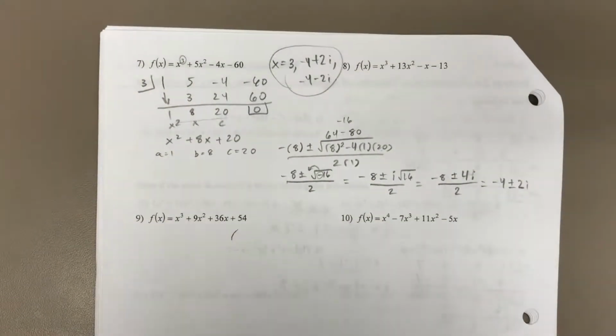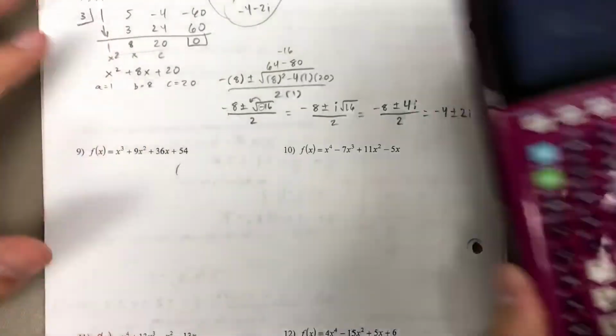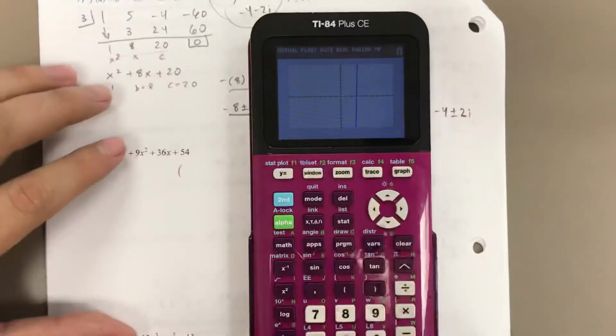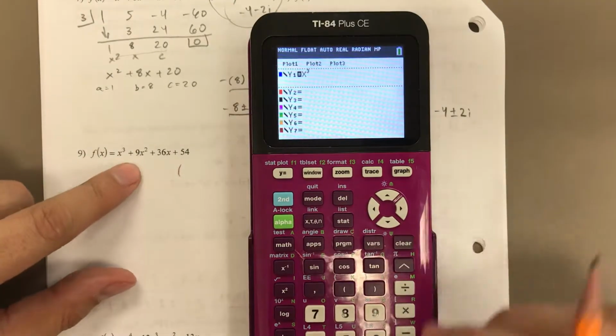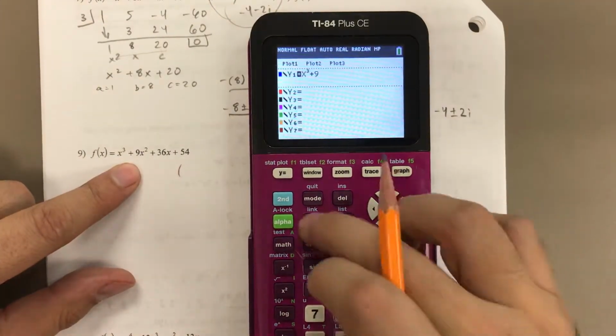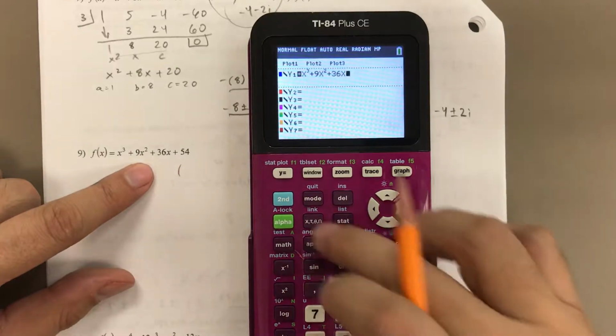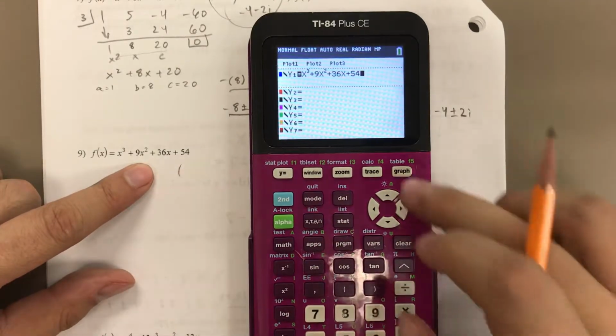All right, let's move on to the next one, number 9. So number 9 is going to be very similar. We graph it out first, so clear that out. X to the third power plus 9x to the second power plus 36x plus 54, graph.